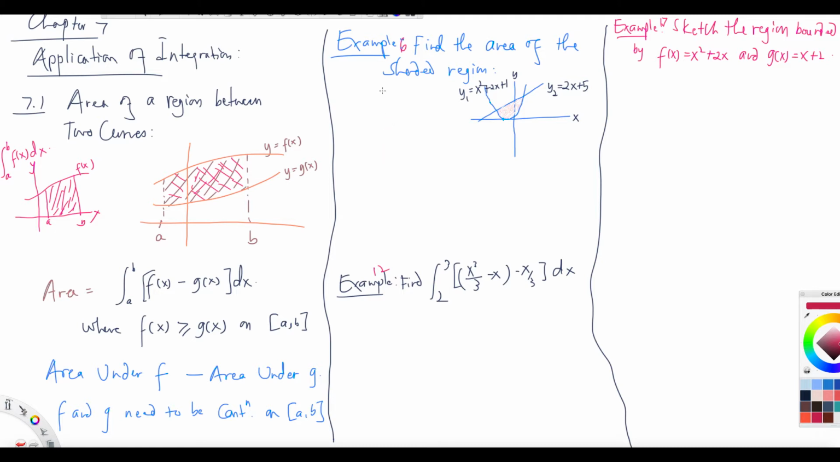This is example number 4 from the book. Find the area of the shaded region. This is the shaded region here. You see that? For this shaded part, which function is on the top and which is on the bottom? Obviously, this line is on the top part of the shaded region, and that curve is on the bottom part of the shaded region.